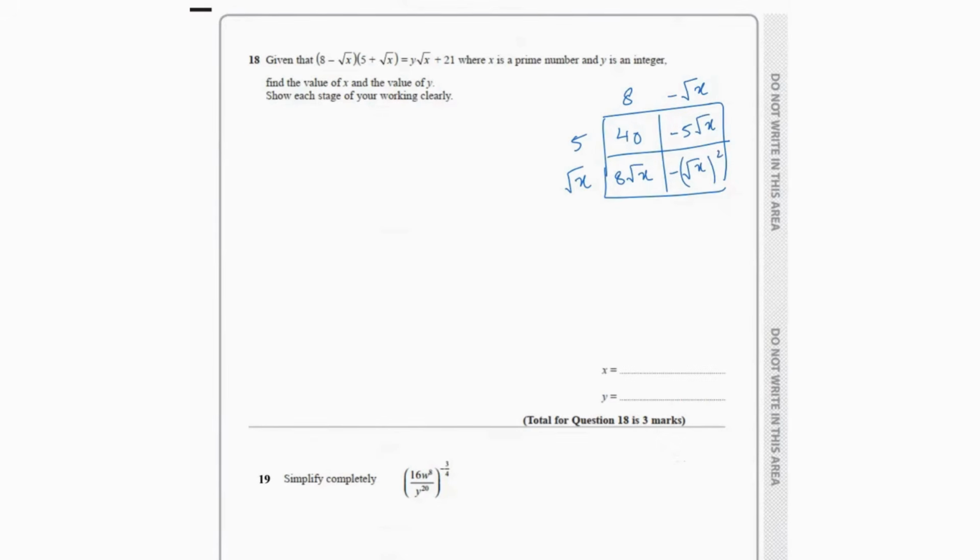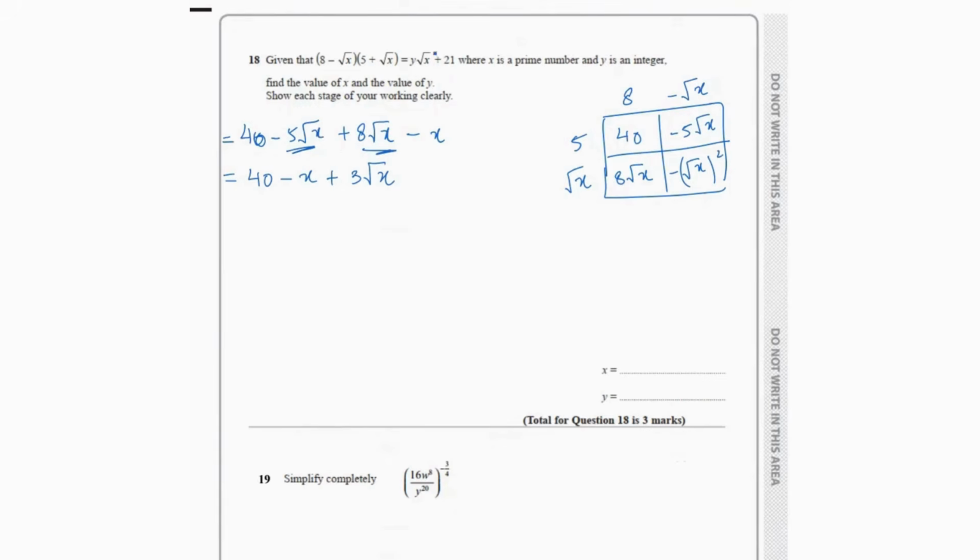So now we add the results. 40 minus 5 root x plus 8 root x. Square of root x is going to be x, so minus x. Collect the like terms. We can only simplify surds when there's the same number in the root sign. This is root x, this is also root x, so we can simplify this. So 40 minus x plus 3 root x is our expansion. We cannot simplify x and 3 root x because one x is a root and the other is a whole number.